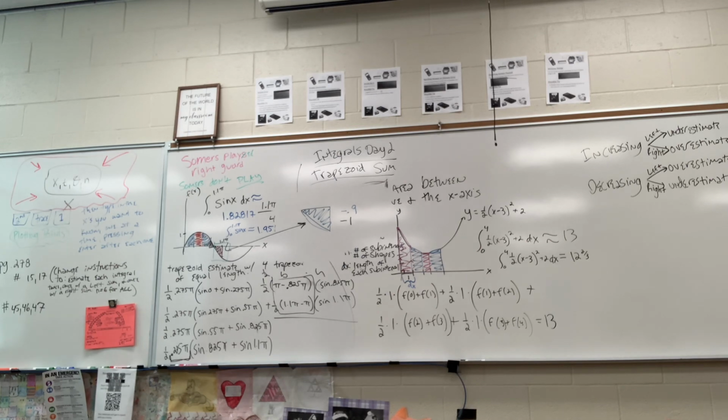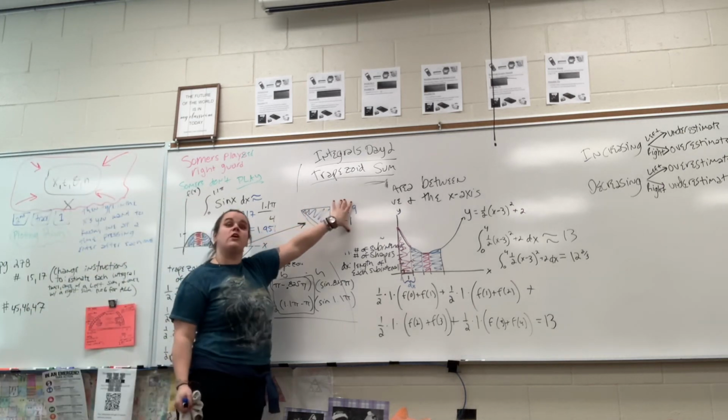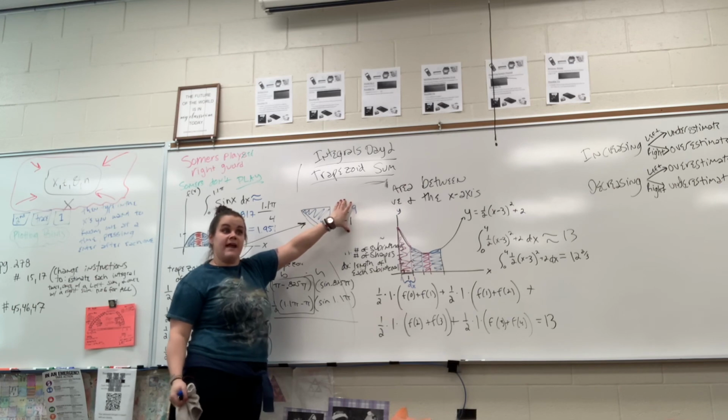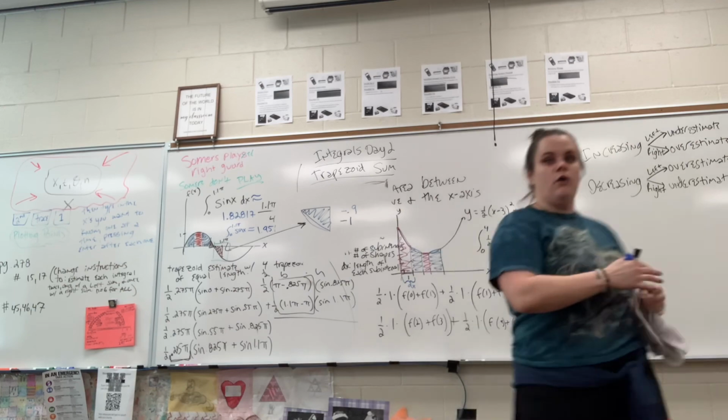So does it flip? No, concave up is always an overestimate, because the smaller negative number is a bigger number in terms of our number line, right? Does that make sense? Yeah. Okay, good.